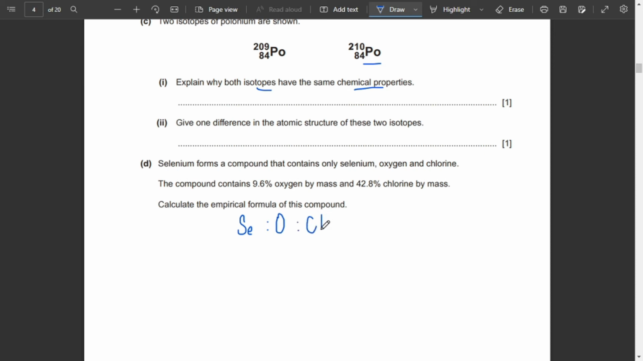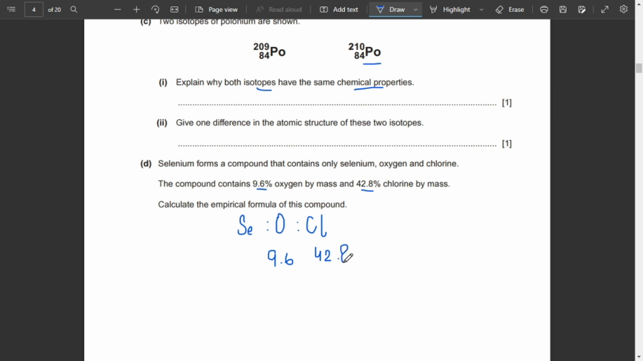Alright, and if we see, so they contain 9.6% oxygen and 42.8% chlorine. Let's write it over here: 9.6% oxygen, 42.8% chlorine. Okay, so now there's a twist in the question.